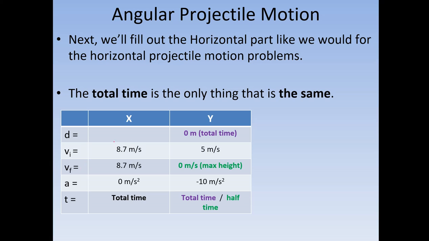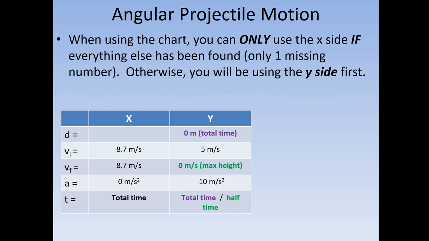And once again, with the velocities, once we have the horizontal velocity initially, we have the final velocity. I said here that only the total time's the same, but there have been a few questions where they wanted to know how far it moved to max height, but it's extremely rare. Nine times out of ten, when they want you using this X column, it's for the full time, full distance it lands. And this just goes back to what I said before about how you can only use the X side if you're only missing one number. And if you have more than one piece missing, you have to use the Y side.